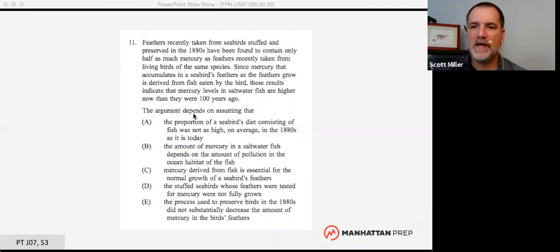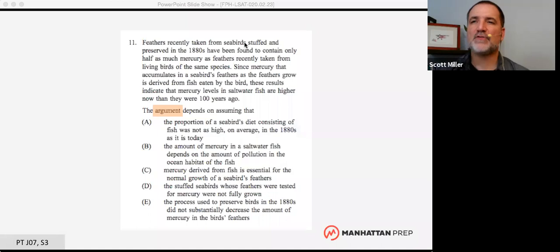The argument depends on assuming that, a necessary assumption question. So what is the argument? The one thing I want to emphasize here is anytime a question talks about an argument, you need to read the stimulus and understand what the actual argument is. What is the conclusion and what are the premises? That's a big theme here, and an important thing to always remember when you're approaching these questions. If you don't have a clear picture of what the conclusion is and what the premises are, then you're going to really struggle.